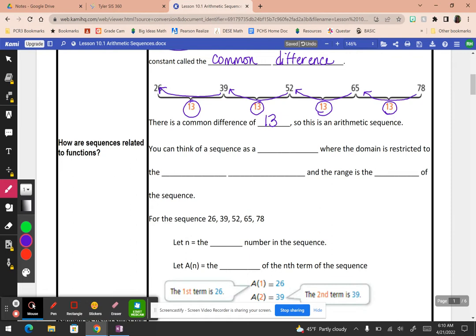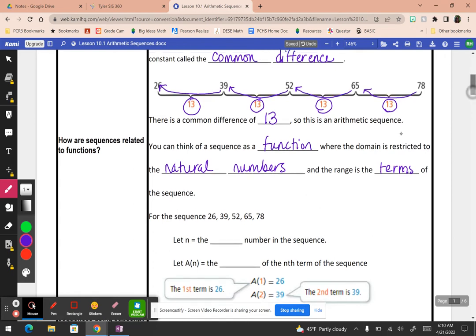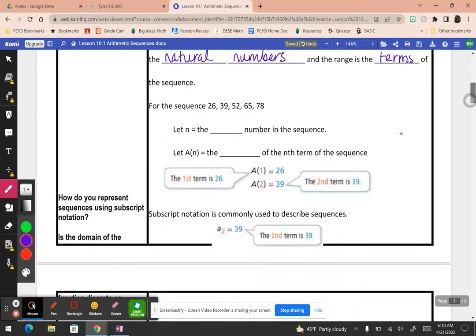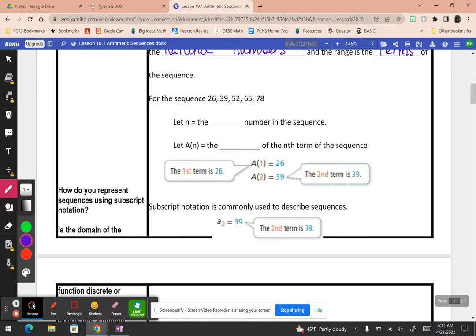You can think of a sequence as a function or even an equation, right? Where the domain is restricted to the natural numbers and the range is the terms of the sequence. Okay? So, kind of getting into the little bit more of the equation and what they mean, okay?